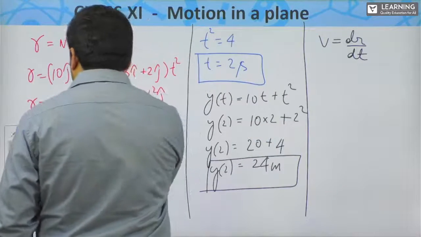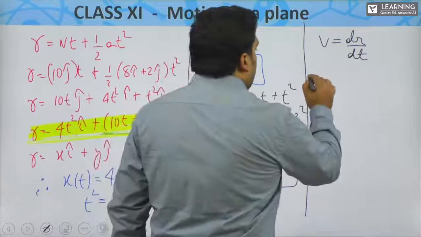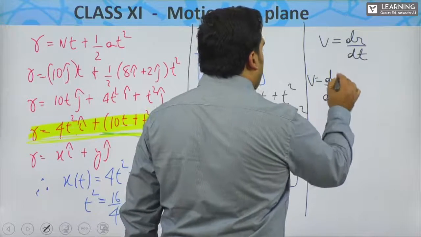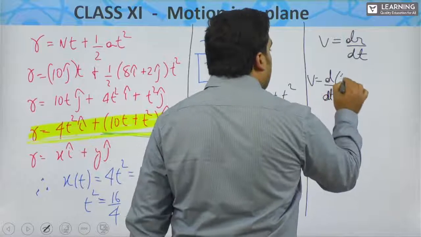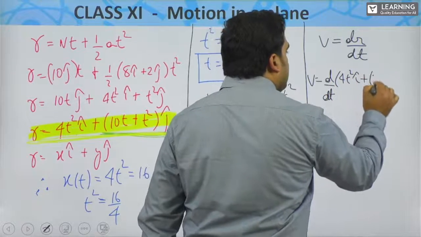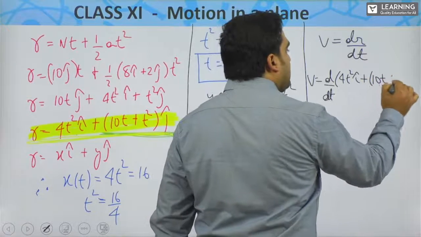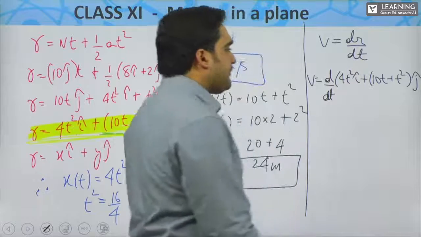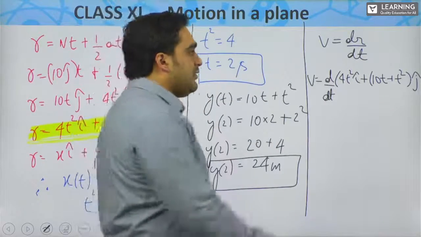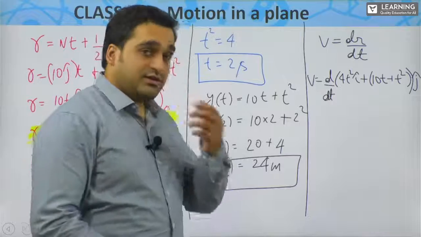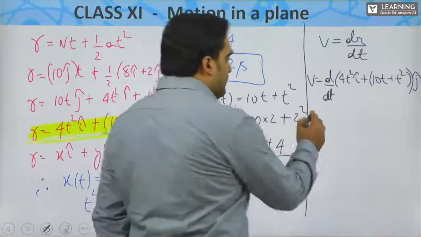So this v equals d by dt of 4t square i cap plus 10t plus t square j cap. Good. So far so good, no problem here. Now we need to differentiate it with respect to time.